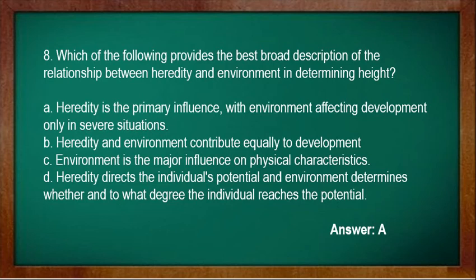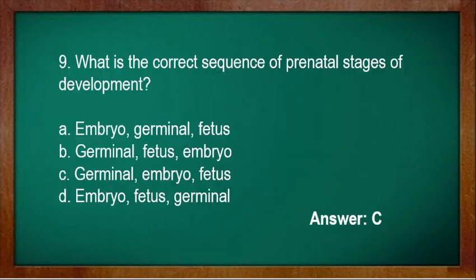Number 8. Which of the following provides the best broad description of the relationship between heredity and environment in determining height? A. Heredity is the primary influence, with environment affecting development only in severe situations. B. Heredity and environment contribute equally to development. C. Environment is the major influence on physical characteristics. D. Heredity directs the individual's potential and environment determines whether and to what degree the individual reaches the potential. Answer: A.